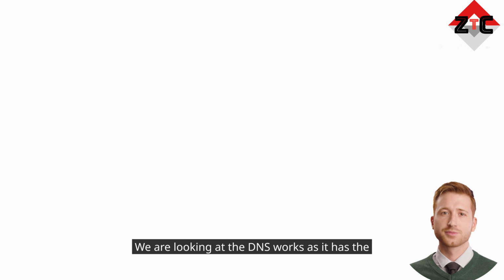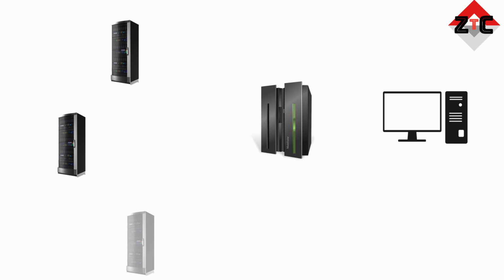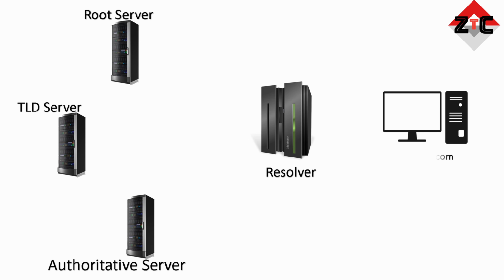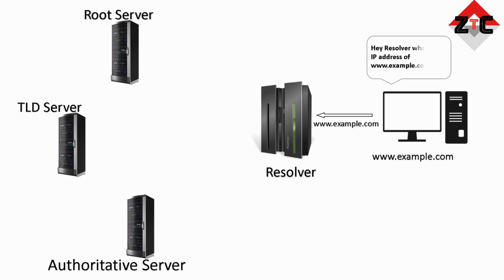How does DNS work? We are looking at how DNS works as it has 1. Resolver, 2. Root name server, 3. TLD, top-level domain name server, 4. Authoritative name server. When you type the domain name www.example.com in your browser, the DNS server will search through its database to find a matching IP address for that domain name. And if your web browser or operating system can't find the IP address in its own cache memory, it will send the query to the next level, which is called the resolver server.